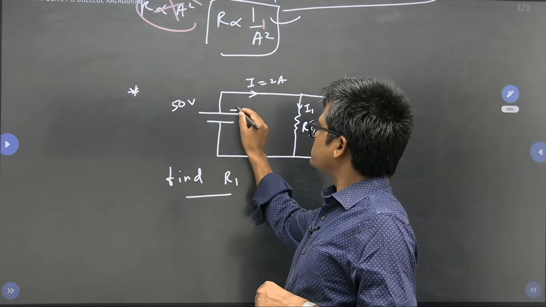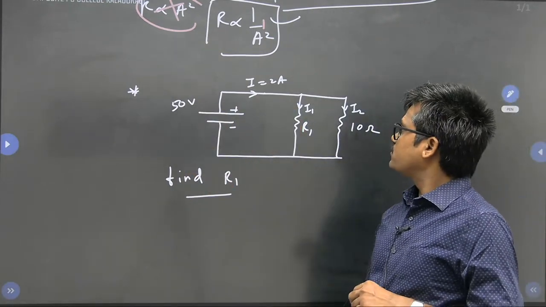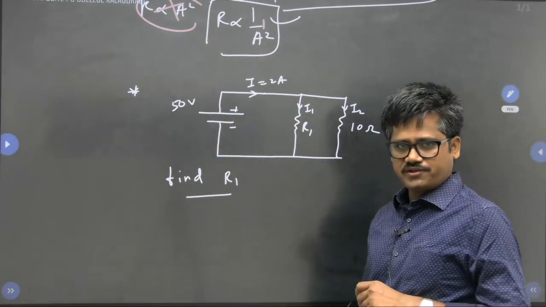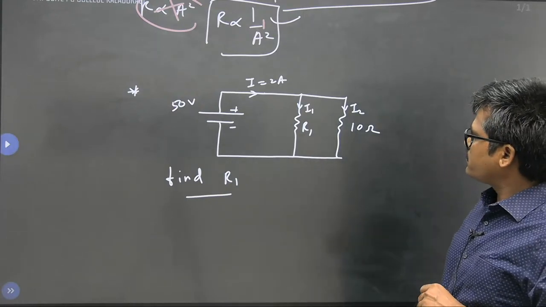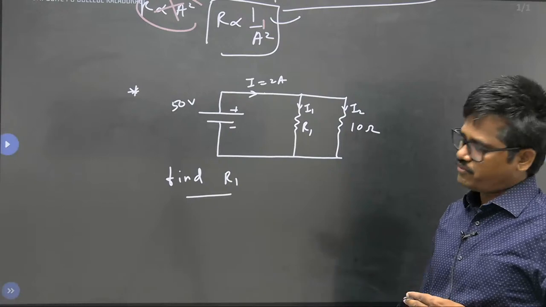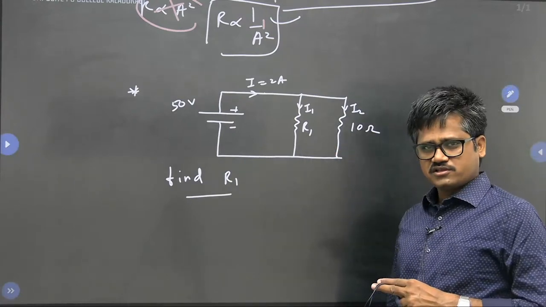So here the total voltage supplied will be 50 volt and it is sending the main current of 2 ampere. So R1 is not given. Then this 10 ohm is given. Then what we are asked to find is R1. Now, tell me, are this R1 and 10 ohm in parallel or in series?